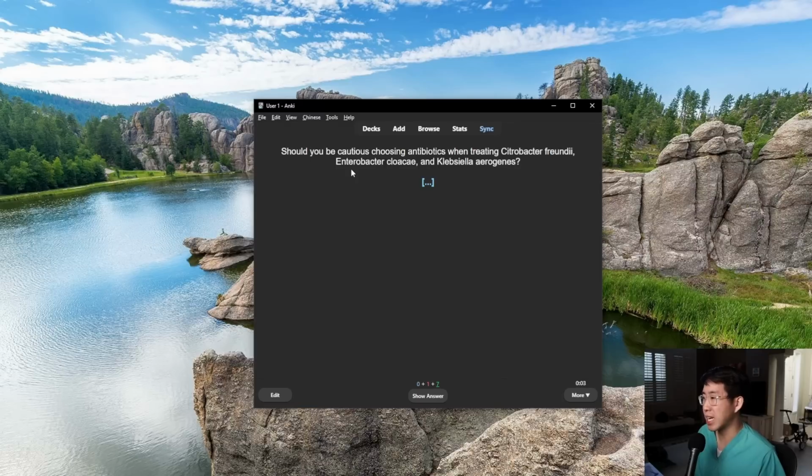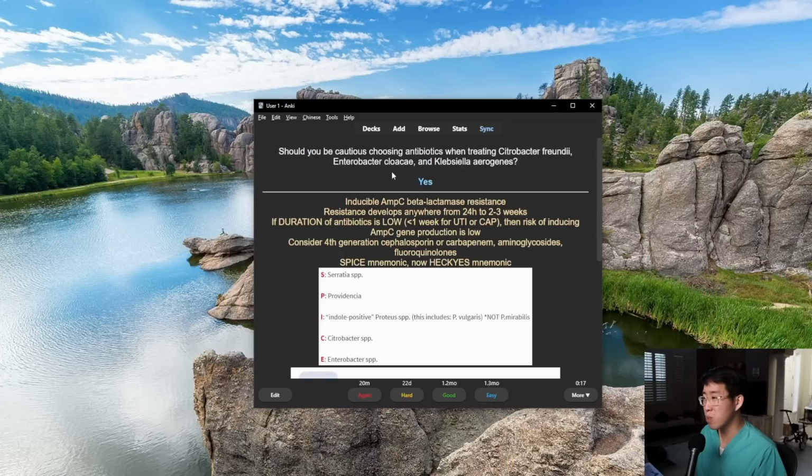Should you be cautious choosing antibiotics when treating Citrobacter freundii, Enterobacter cloacae, and Klebsiella aerogenes? The answer, and yes, I definitely did mispronounce those, but yes, you should be careful choosing them because you may be misled on what they're susceptible to. These have inducible AmpC beta-lactamase resistance. So if you give them ceftriaxone, let's say it says it's susceptible to ceftriaxone, it can actually induce resistance to beta-lactams, and then all of a sudden, you now have created a more resistant organism, and the antibiotics are not going to work.